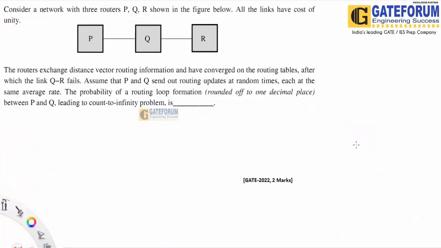Good luck. Welcome back with one another GATE question, which was asked in GATE 2022, which is related to the computer network series. So here we are having three different routers where all the links have a cost of one. So basically here for each and every particular link, we have a cost of 1. Now the routers exchange information using distance vector routing and have converged on the routing table, after which the link QR fails. So basically this link QR fails after the routers have converged. So basically from P to R the distance is 2.